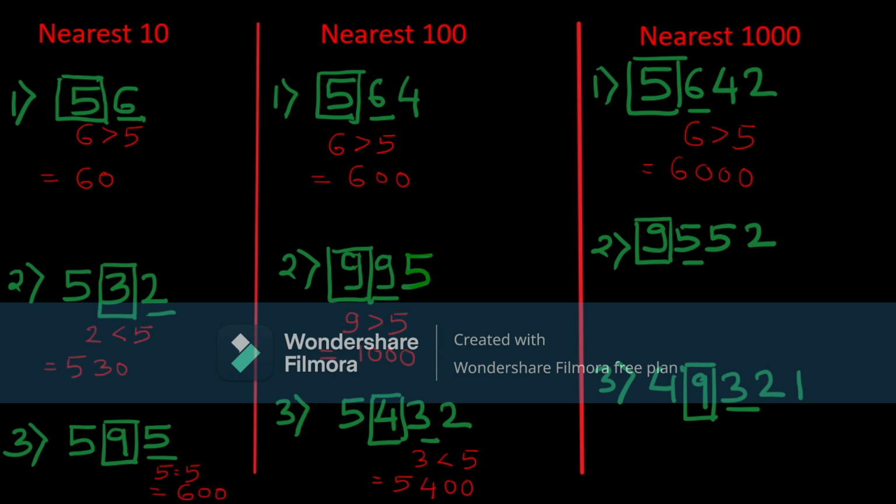Similarly, you'll see here the number at the 1000 place is 9 and the number to the right of this is 5, which is equal to 5. So we'll increase this 9 by 1 and the number gets rounded off to 10, and the remaining will be 0, 0, 0. Similarly, in the third question, the number at the 1000 place is 9 and the number to the right of this is 3. 3 is less than 5, so we'll not increase it and we'll round it off. It will become 49000.